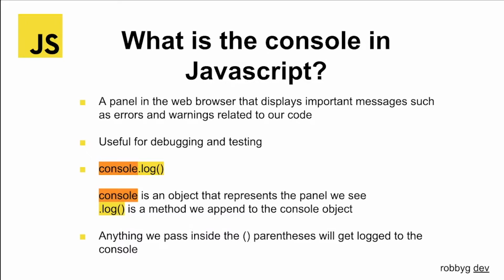One commonly used method that a developer uses is the console.log method. So we're basically asking for the console object, and the console object is the panel that I'll show you in a moment. And we're then appending or adding on a method called the log method. Then inside the log method, the two parentheses, whatever we pass into the parentheses, that will get logged to the console. So let's have a look.